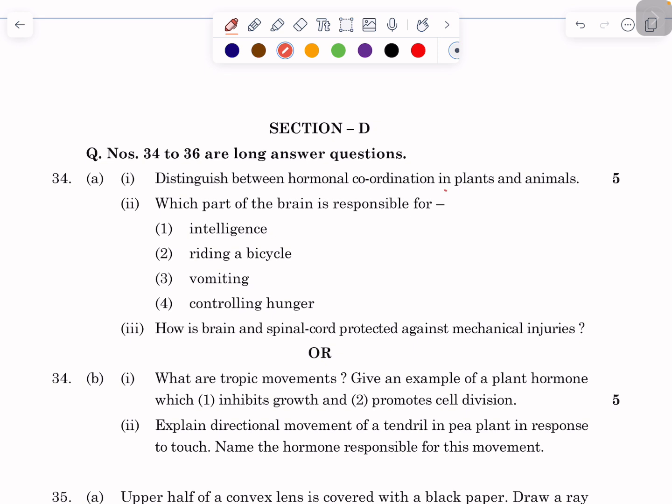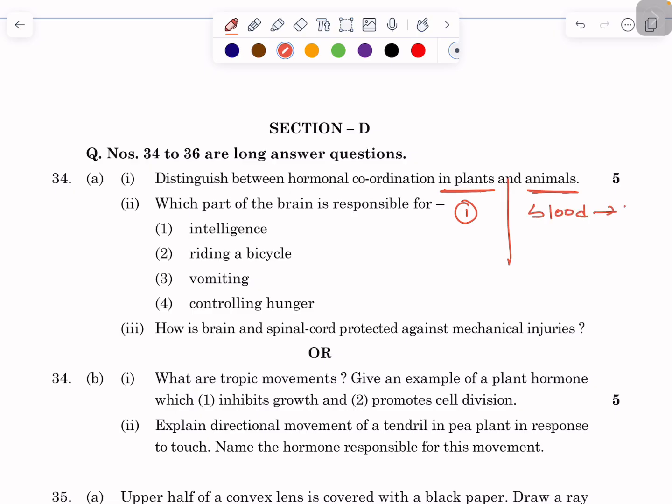Distinguish between the hormonal coordination in plants and animals. Okay. In animals, hormones are transported through blood to the target organs, and in the case of plants, by simple diffusion. You have to write like this. How does hormonal coordination take place in plants? By simple diffusion. How does hormonal coordination take place in animals? This takes place through blood to the target organ.